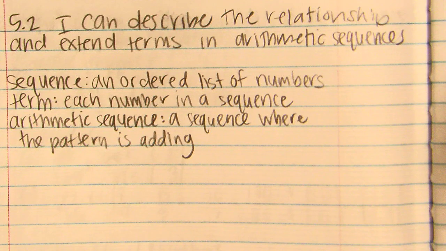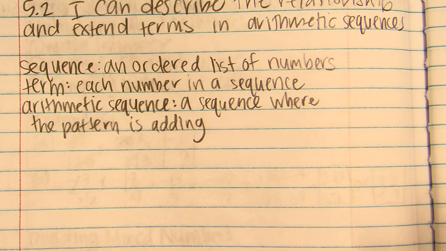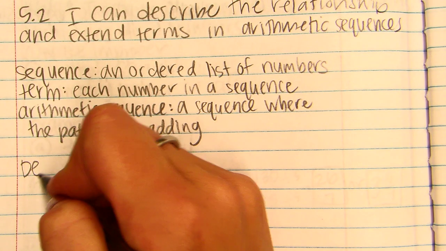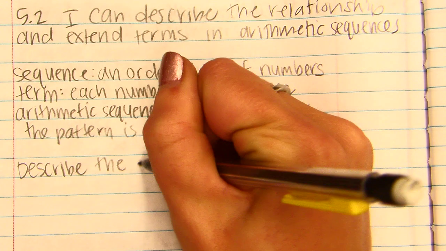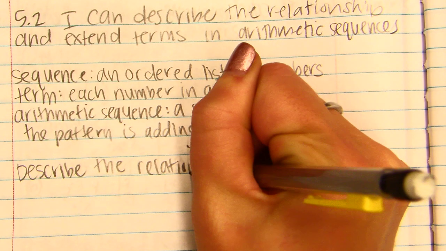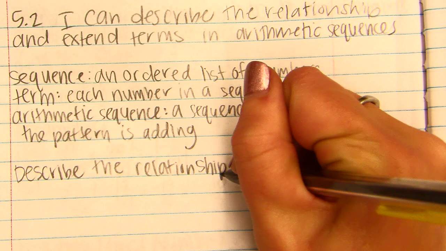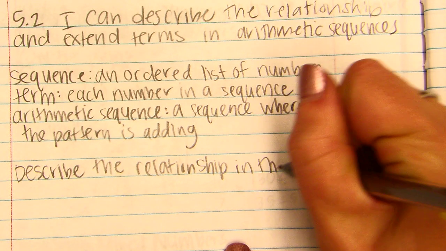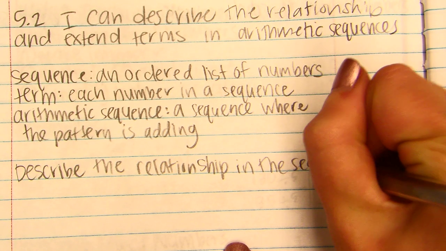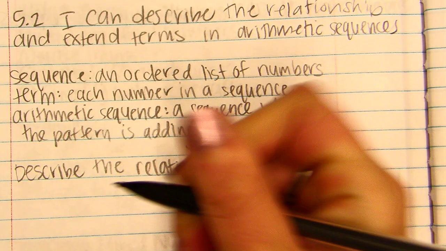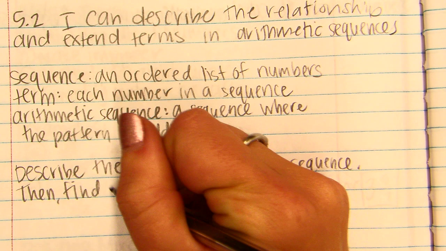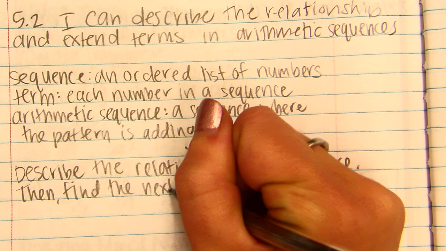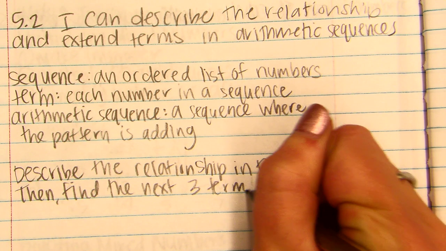Some of the problems that you're going to have to do are going to say to describe the relationship in the sequence, and then find the next 3 terms. So describe the relationship in the sequence, then find the next 3 terms.